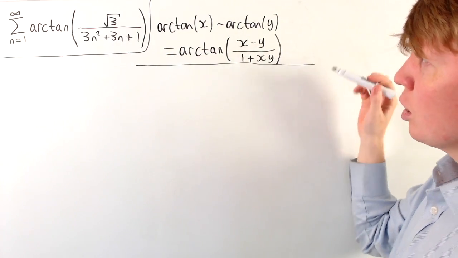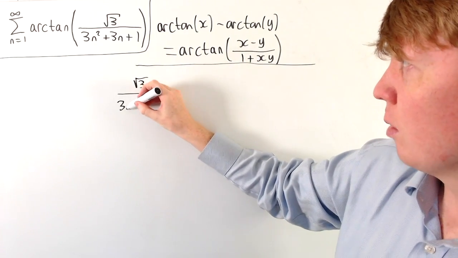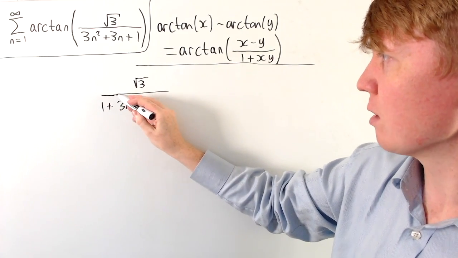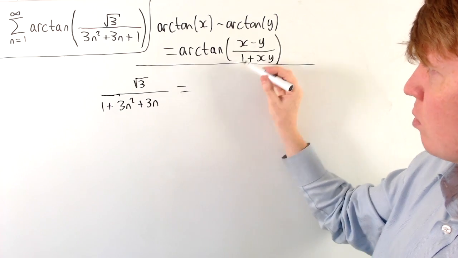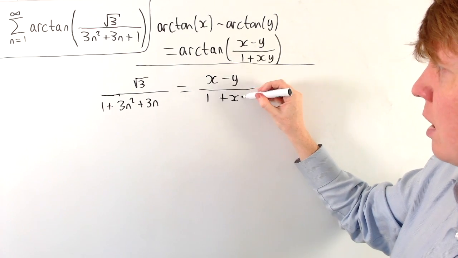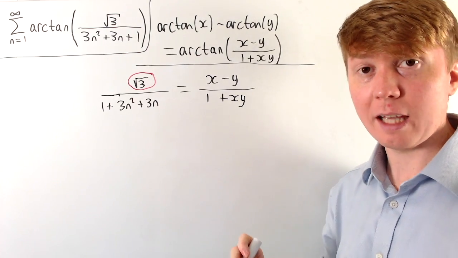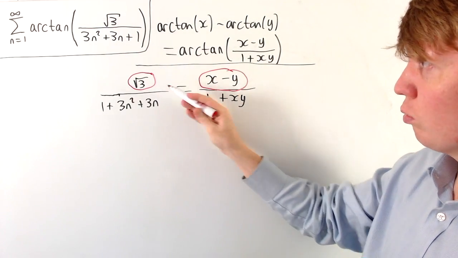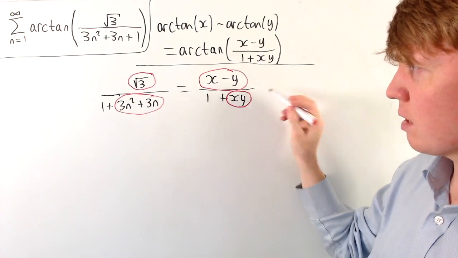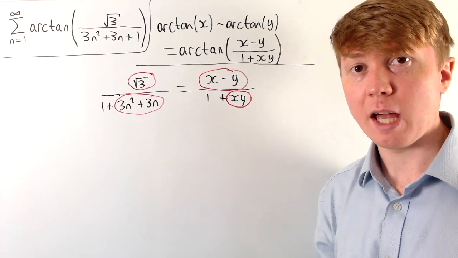So what we really need now is this root 3 over 3n squared plus 3n plus 1 term. So I'll write the 1 first, so 1 plus 3n squared plus 3n. We need this to be somehow equal to certain values of (x minus y) over (1 plus xy). So we could set this up as two simultaneous equations. We essentially just want x minus y to be equivalent to root 3. Then we also want 3n squared plus 3n to be equal to x times y. So we could solve this like two simultaneous equations, to get some suitable values of x and y.